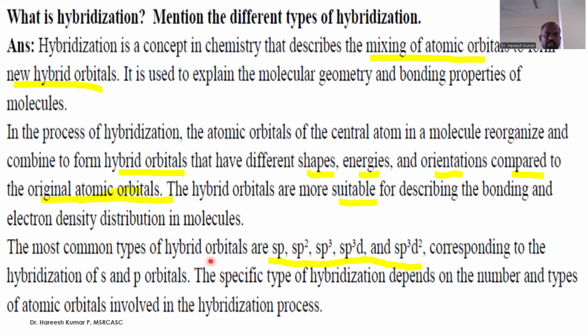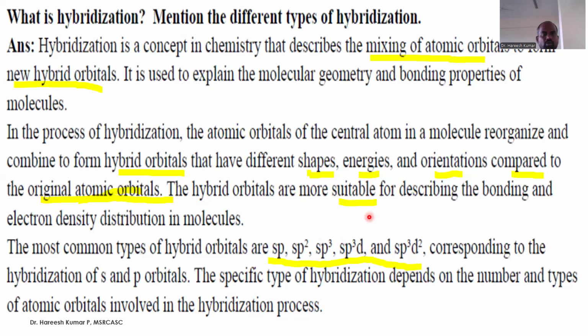The most common types of hybrid orbitals are sp, sp2, sp3, sp3d, and sp3d2 hybrid orbitals, corresponding to the hybridization of s and p orbitals. The specific type of hybridization depends on the number and the type of atomic orbitals involved in the hybridization process.